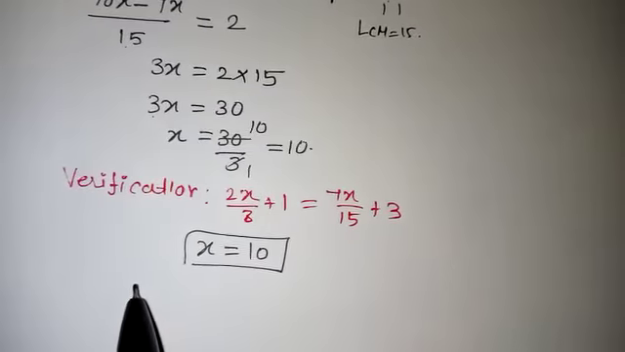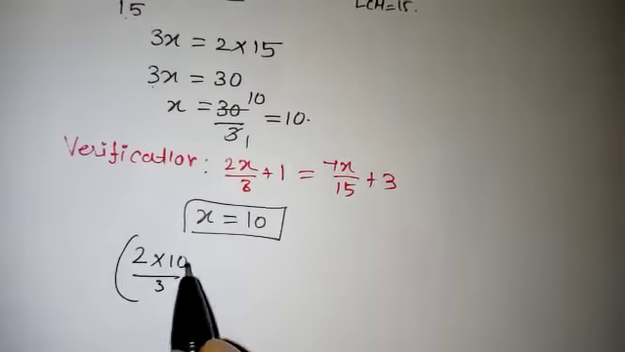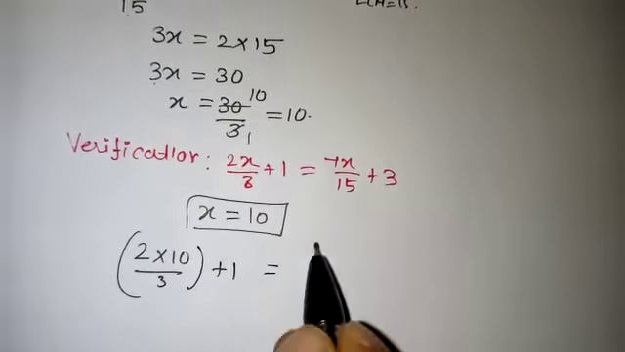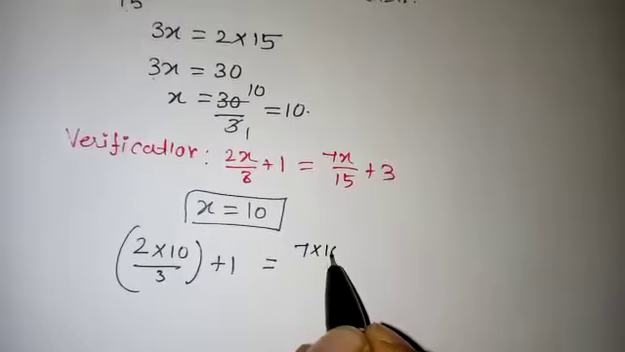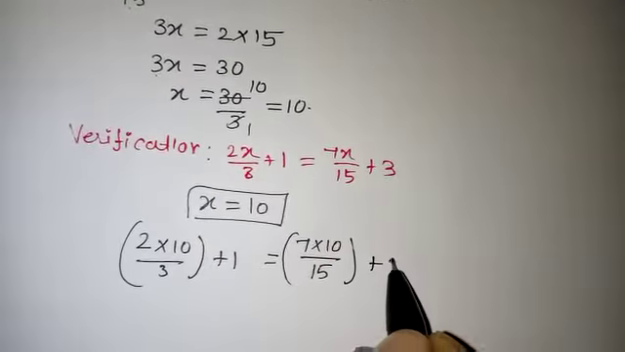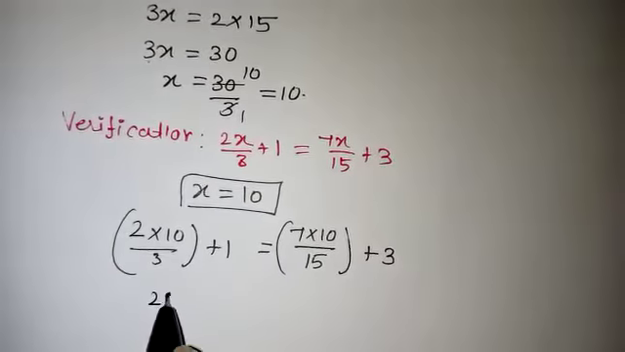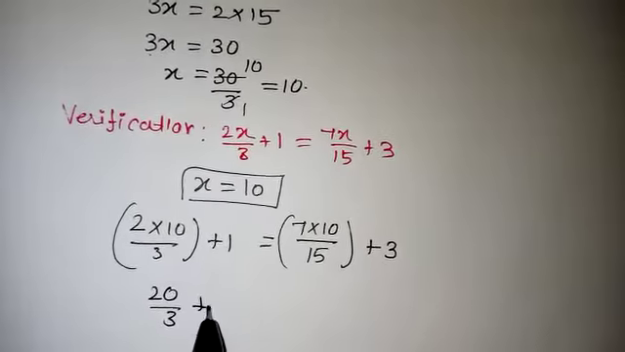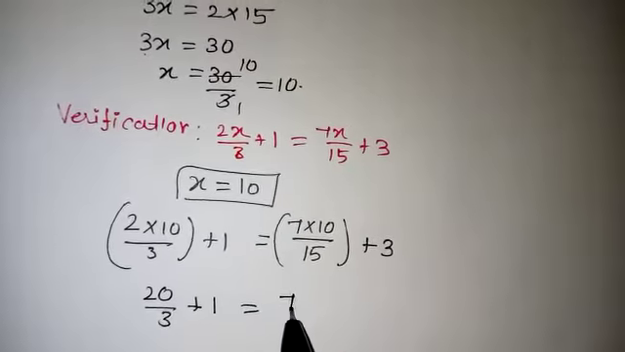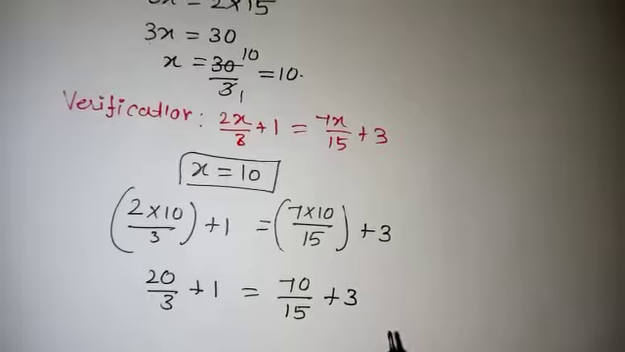So first 2x by 3. So 2 into 10 by 3 we have to take, this plus 1, which is equal to, here 7 into 10 by 15, this plus 3 we have to write. Now 2 into 10 will give you 20 by 3, this plus 1, which is equal to 70 by 15, this plus 3 we have to take.